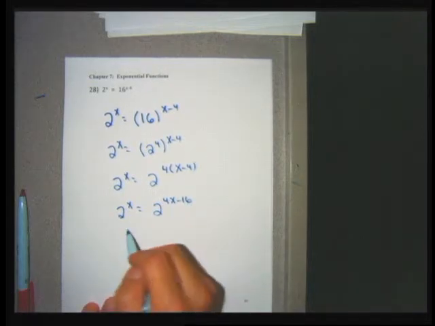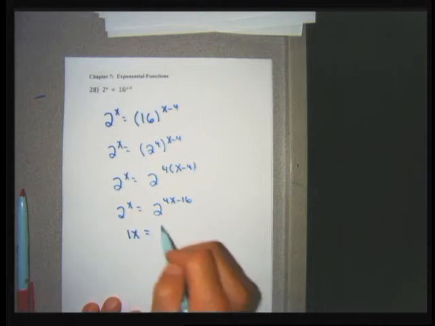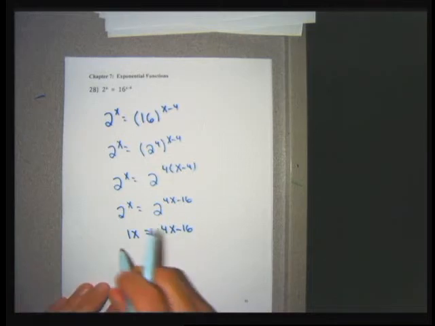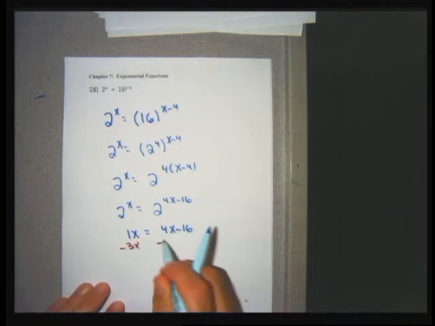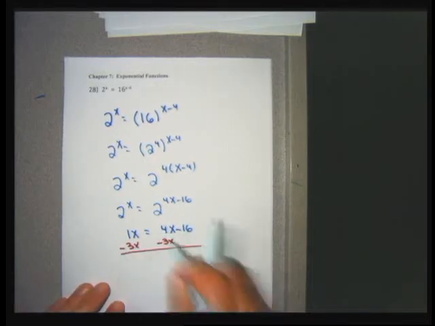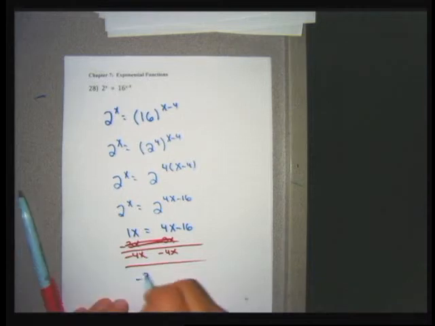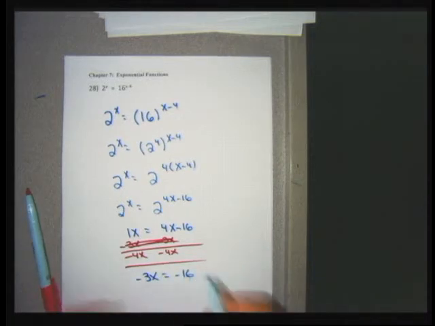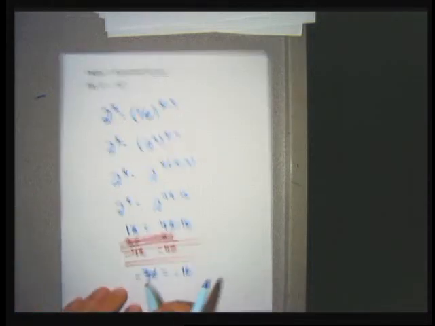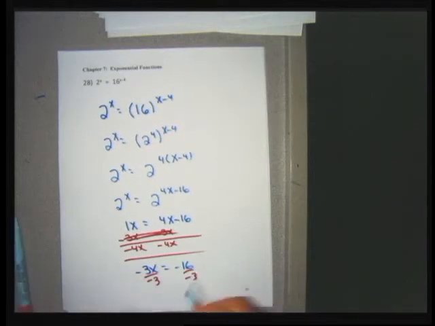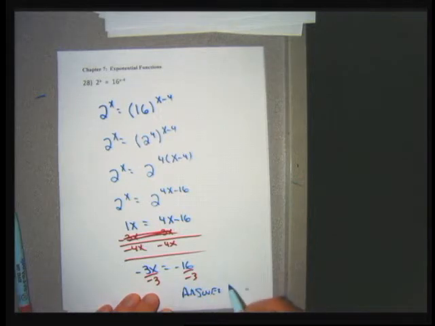And now I'm going to set the exponents equal. I'm going to go 1x equals 4x minus 16. And then I'm going to go minus 4x, minus 4x, which will give me minus 3x equals minus 16. And then I'll divide by minus 3. And my answer, I believe, is positive 16 over 3. I'm worried about that for an answer.